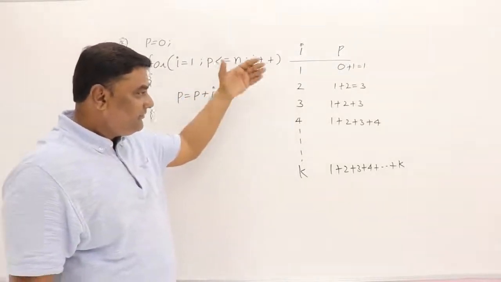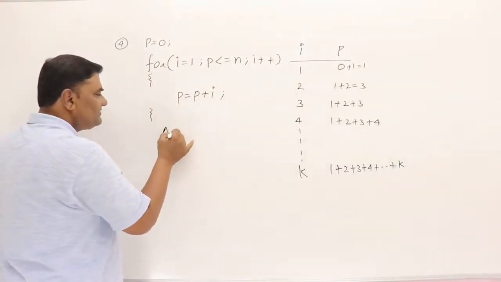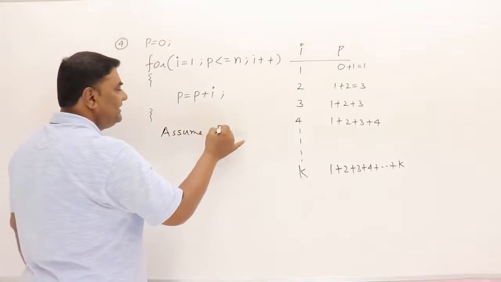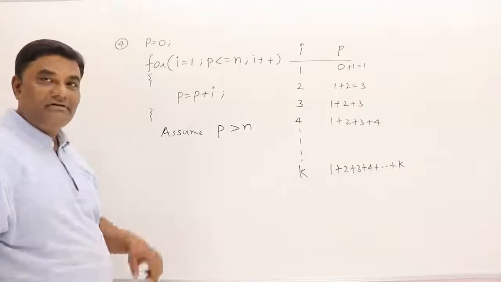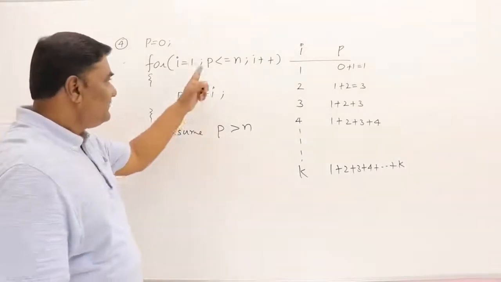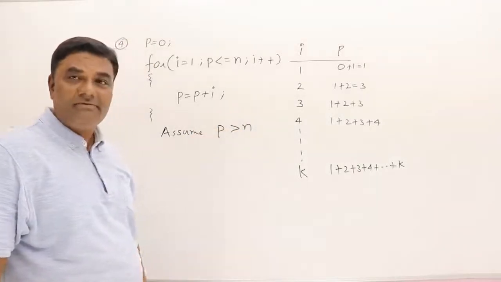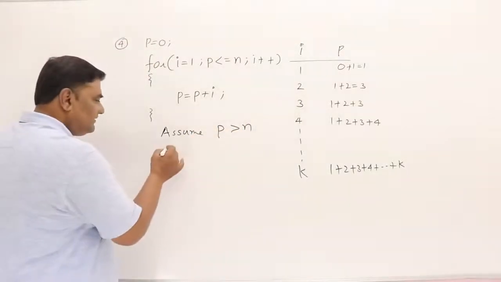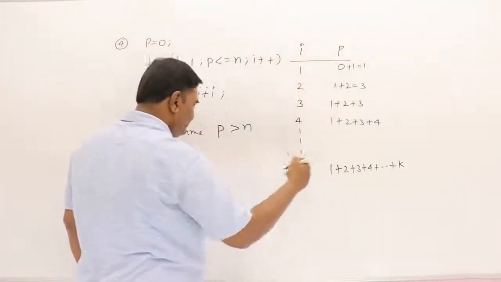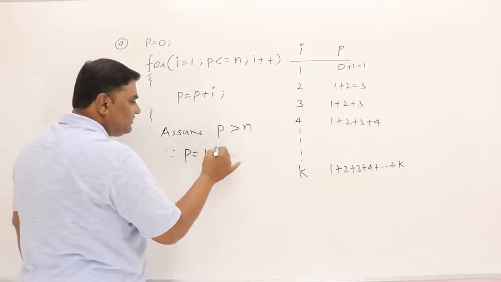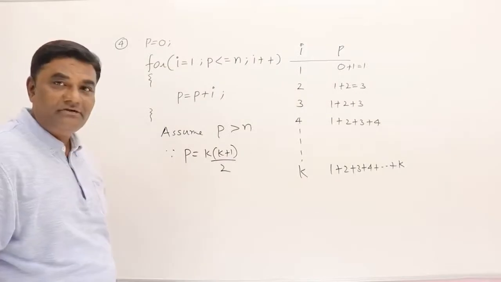So if it is repeating for k times, then what is the condition? We assume that p has become greater than n. When p became greater than n, it stops. As long as p is less than or equal to n, it is repeating. So when p becomes greater than n, it is stopping. Right? Since p is what? See, p is k into (k plus 1) by 2.